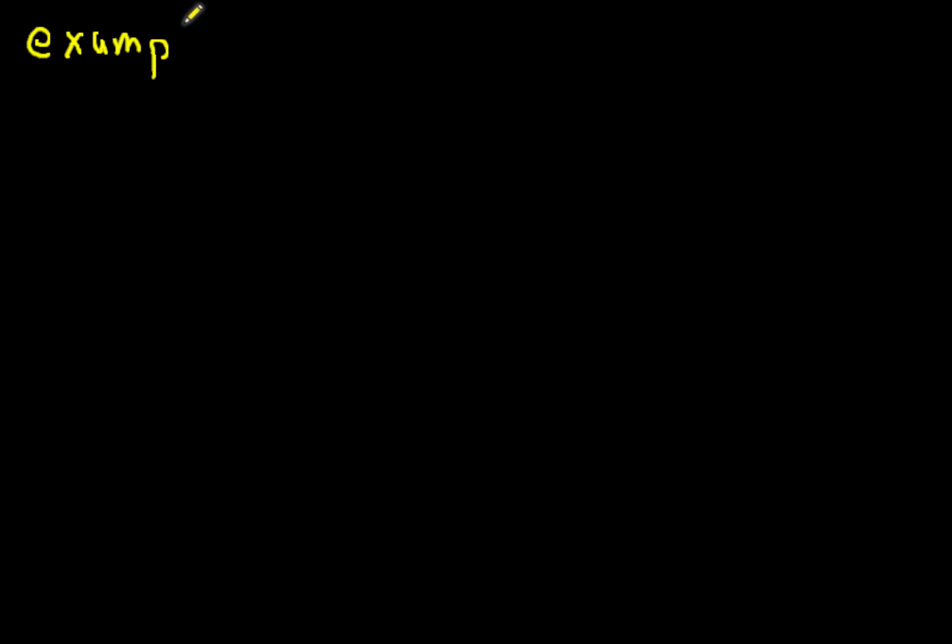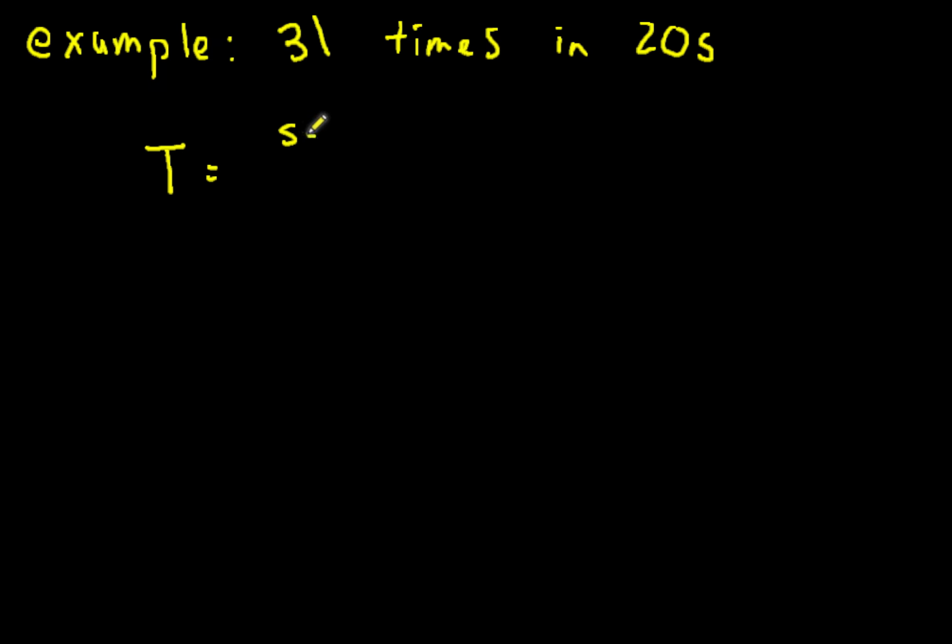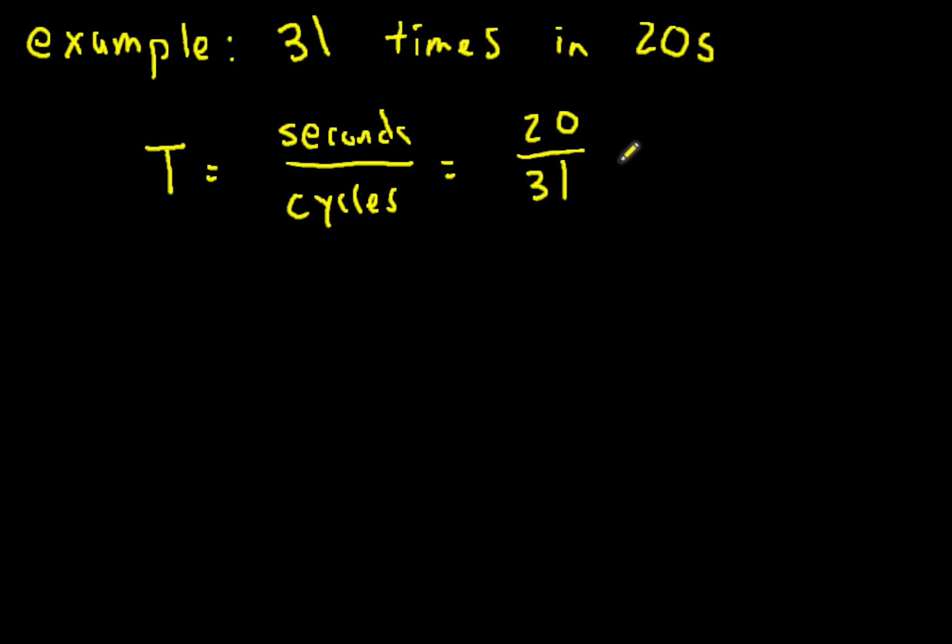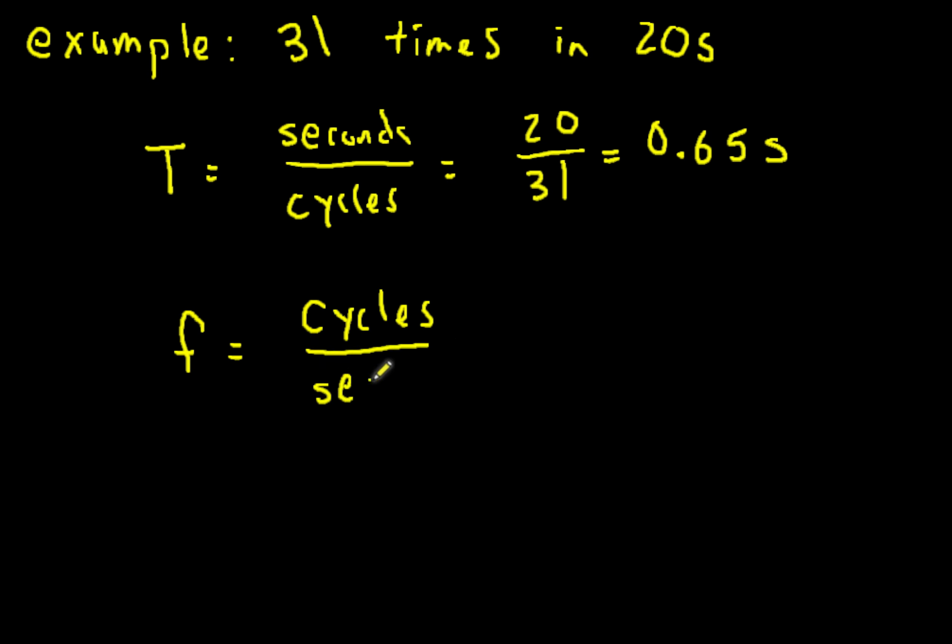For example, if you have an object that travels 31 times in 20 seconds, the period is the number of seconds it takes per the number of cycles, so it's 20 over 31. This is 0.65 seconds. The frequency is the number of cycles it goes around divided by the number of seconds it took. This is 31 divided by 20, which is 1.55 hertz.